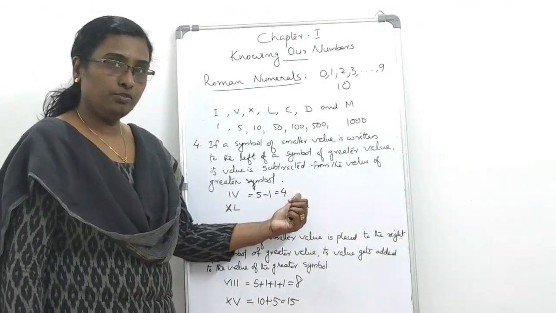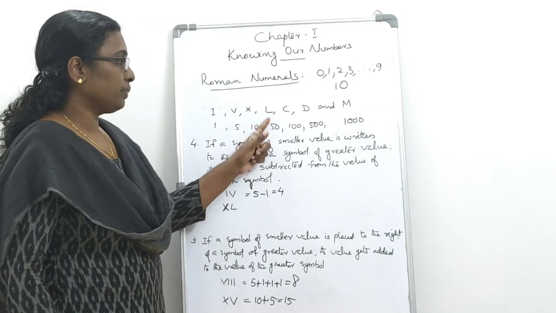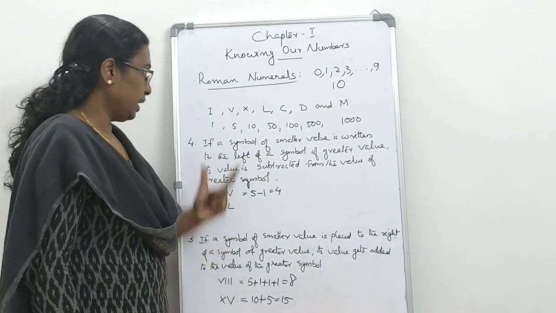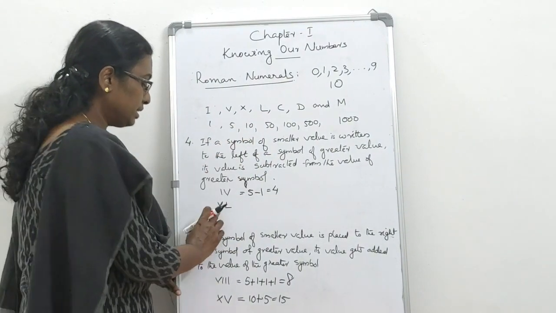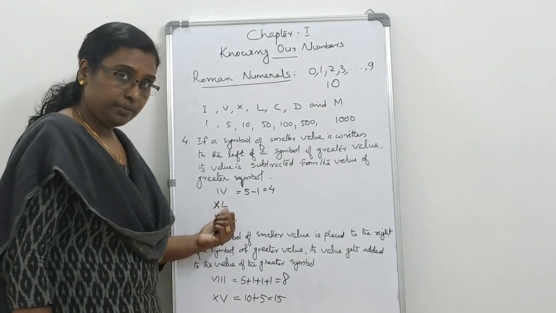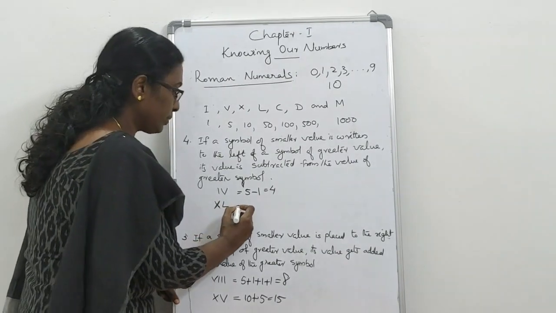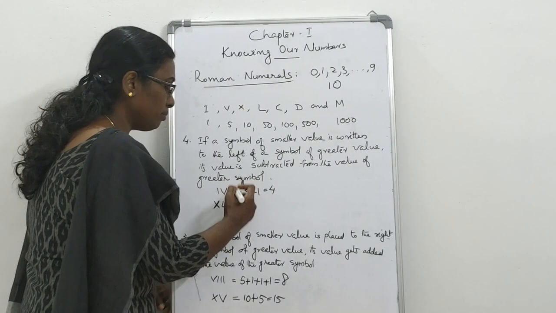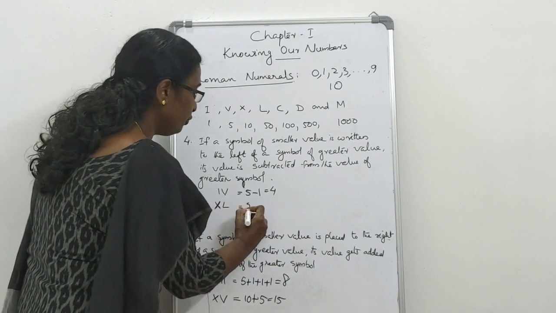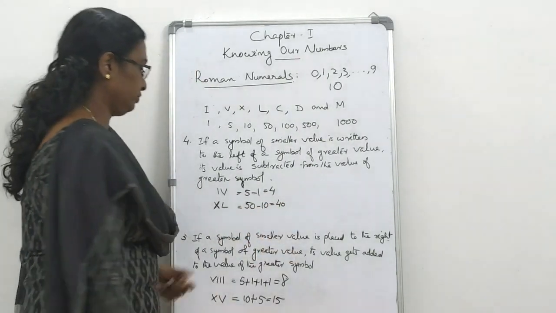This represents 4. Next example, XL. L represents 50. X represents 10. That is, 10 is the smaller value. It is at the left of L, 50. If the smaller value is at the left, we subtract this from the larger value. That is, 50 minus 10 equal to 40. Okay.